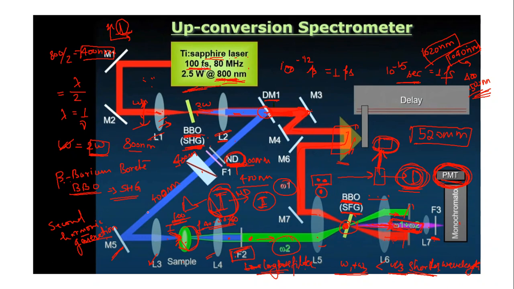This 400 nanometer light is incident on the sample, and since this is a sample which emits fluorescence, we get a different frequency of light again. Suppose it is a 400, that would definitely be of a higher wavelength than this 400. Again, this light beam, the mixture, passes through this L4, which is again a lens, and passes through the filter F2. What does this filter F2 do?